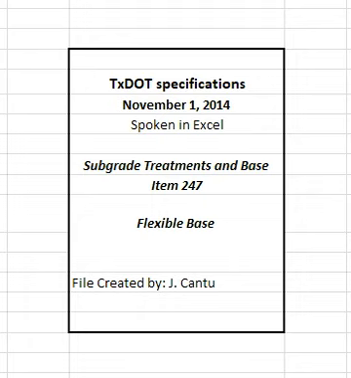Item 247. Flexible base. 1. Description. Construct a foundation course composed of flexible base. 2. Materials. Furnish uncontaminated materials of uniform quality that meet the requirements of the plans and specifications.